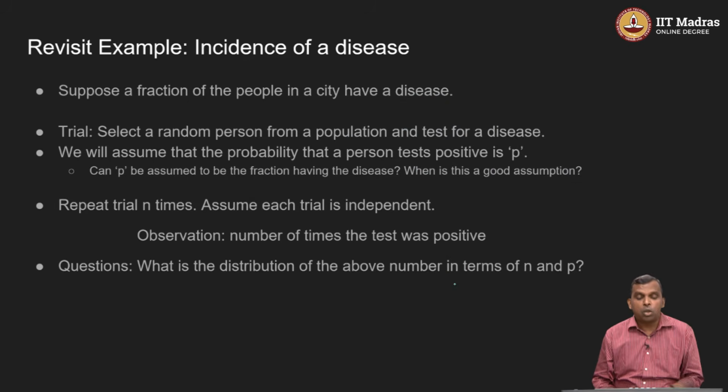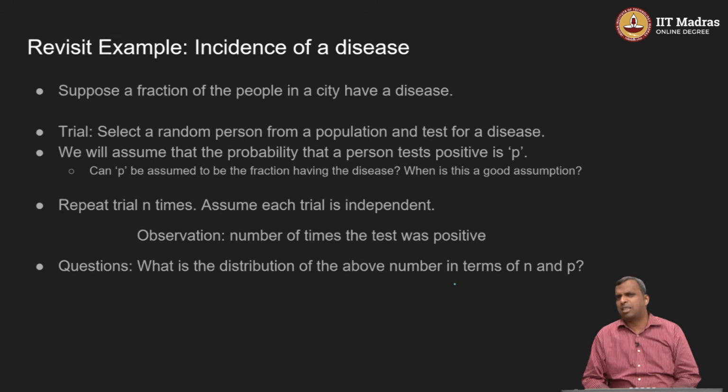Okay. So I want to go back to the example I started this little lecture with. I started with this incidence of a disease. So let's refine that a little bit. Let's say a fraction of the people in a city have a disease, and I'm doing this trial where I select a person at random and test for the disease. Maybe we could make this assumption: we can assume that the probability that a person tests positive is p. Can you assume p is the same as the fraction of the people? When do you think it's a good assumption?